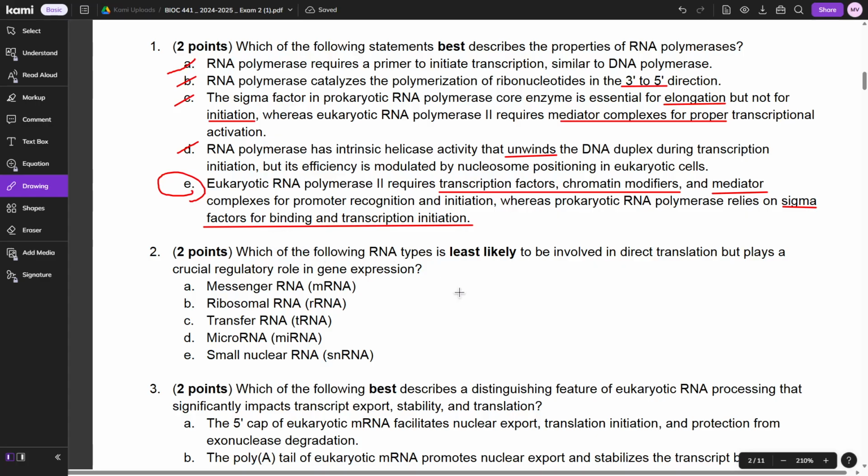Okay, which of the following RNA types is least likely to be involved in direct translation but plays a role in regulatory gene expression? Okay, so anything involved in translation, so rRNAs, mRNAs, tRNAs, those are all in translation, right? So any of those are just wrong. They're not answers to this question, right? Because it says least likely. So in that case, mRNAs, they're obviously involved in translation, rRNAs are obviously involved in translation, tRNAs are obviously involved in translation. Now we're just between microRNAs and snRNAs, small nuclear RNAs.